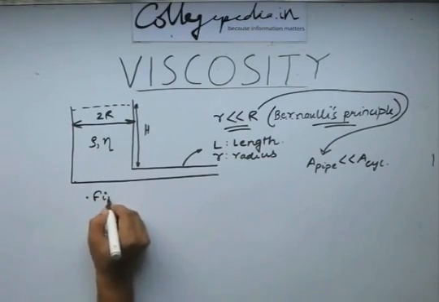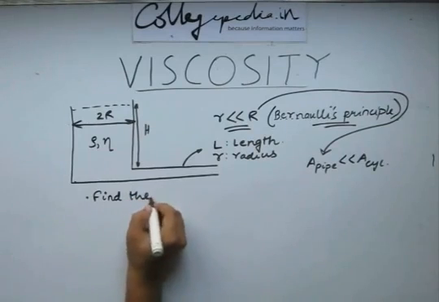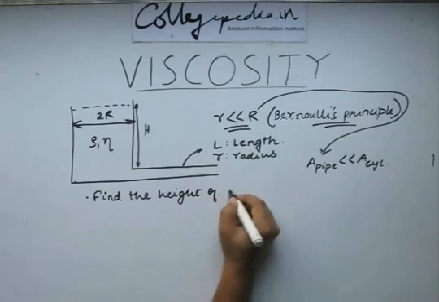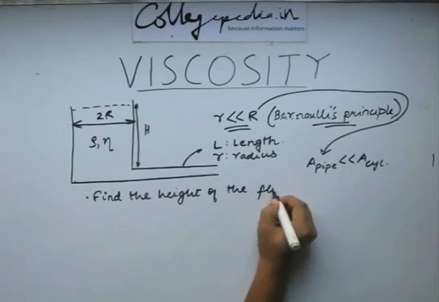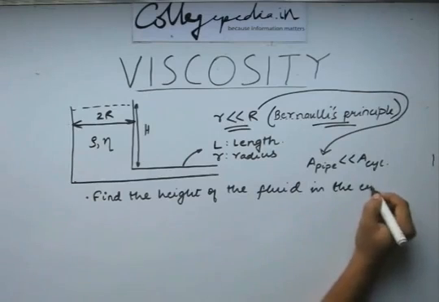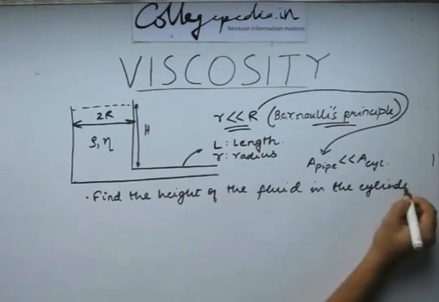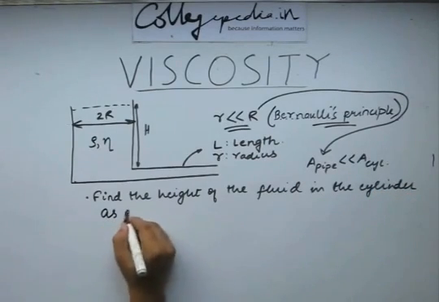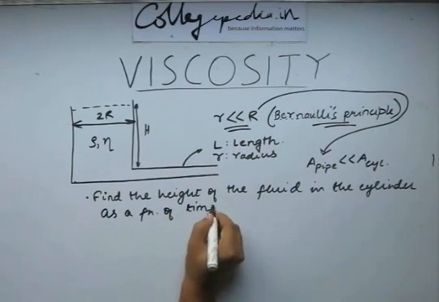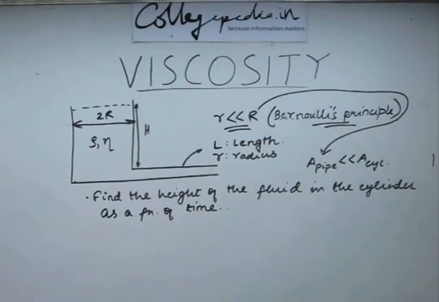we are supposed to find out the height of the fluid in the cylinder as a function of time. This is what we are supposed to find out. Let us proceed with this problem.